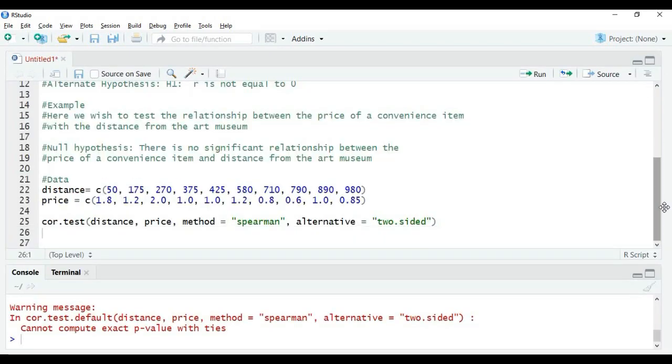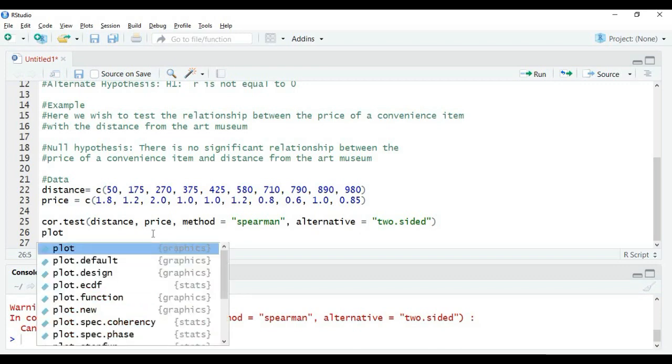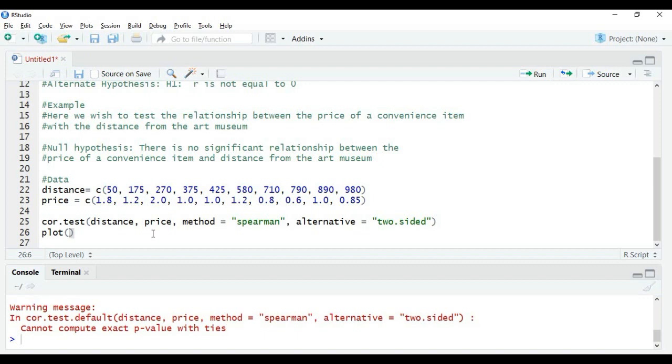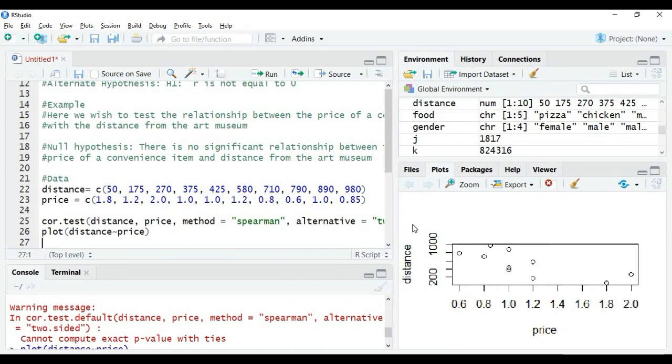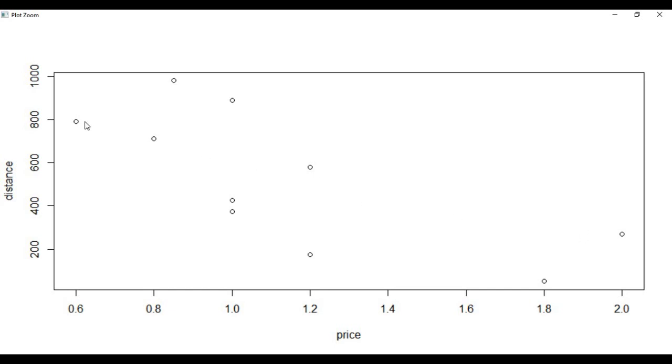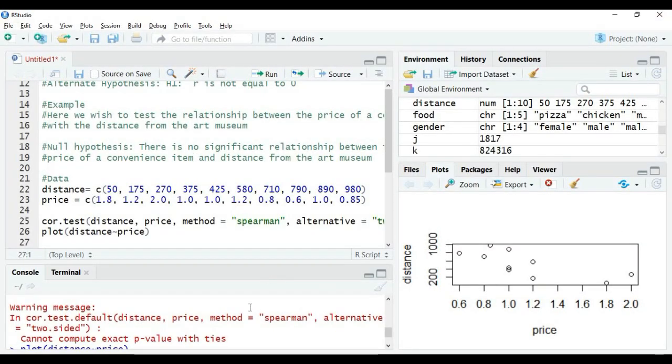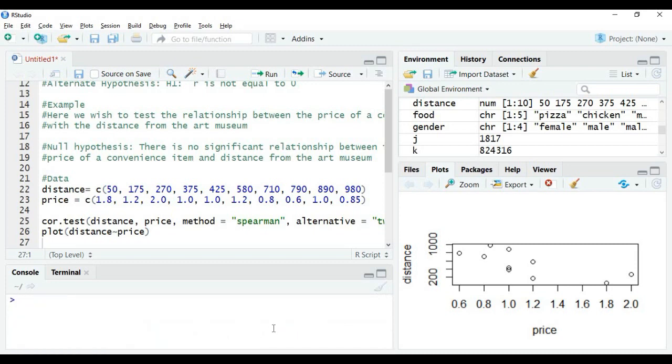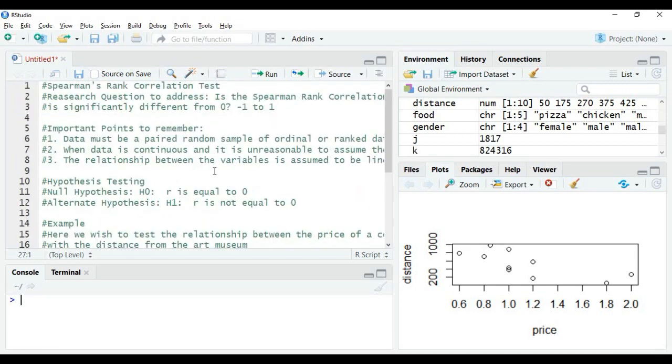You can also check the relationship using a scatter plot. You can simply make a small plot of the relationship between these two variables, distance and price. When I plot it, we get a plot. I zoom in and see that the points are moving downwards, which itself is an indication that the relationship is negative. The rho that we have calculated is -0.75, and the level of significance is good enough, as the p-value is less than 0.05. This is how we accept the alternate hypothesis. Fine, this is how we do hypothesis testing for a Spearman rank correlation problem.